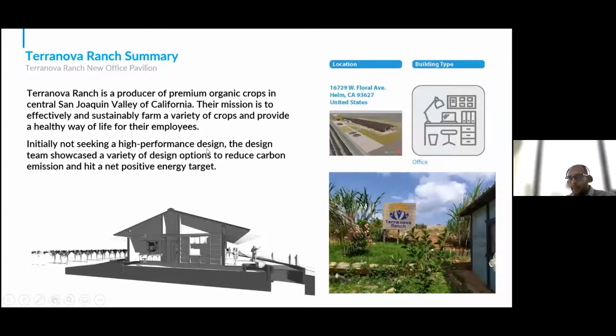So in this case, the owners did not have any specific requirements for sustainability. They were not seeking a high performance building, but what the design team was able to do is basically quickly iterate through many different options. And in doing so, they also defined strategies to reduce the overall EUI and the impact through that building.